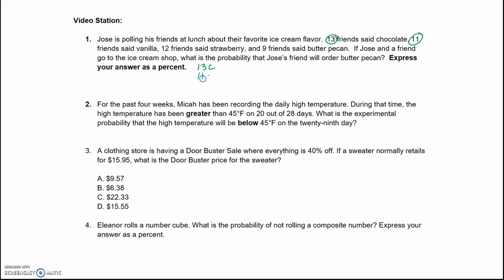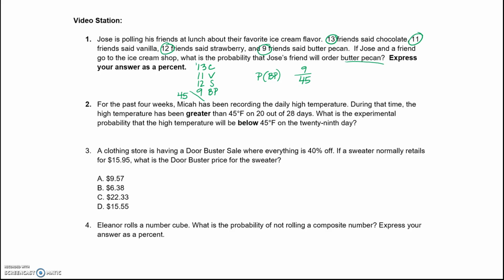11 that chose vanilla, 12 that chose strawberry, and 9 that chose butter pecan. And we are looking for the probability that they'll order butter pecan. So the probability of butter pecan. So we had 9 people that chose butter pecan out of, let's see, 13 plus 11 plus 12 plus 9 is 45. So 9 people out of 45.